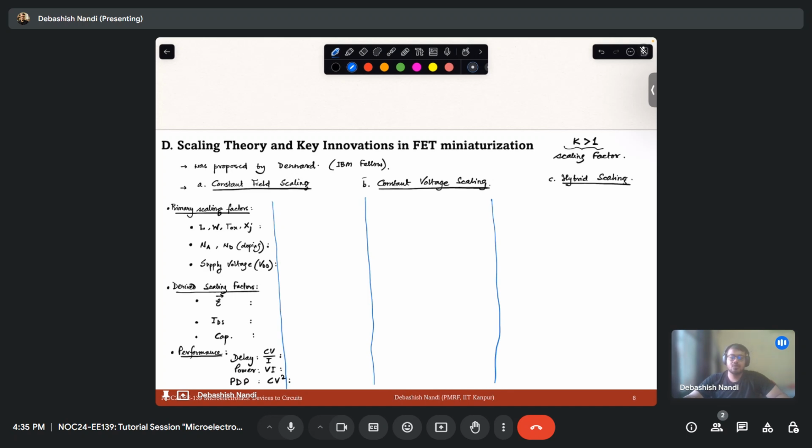So first thing is that in every scaling, be it constant field, constant voltage or hybrid scaling, your dimensions have to be scaled by 1 over k. K is the scaling factor. For example, if we want to reduce the dimension by 50%, my k will be 2. Fine. Then what about your doping? Why should doping be scaled? Just think for a minute. Why should your doping be scaled at all?